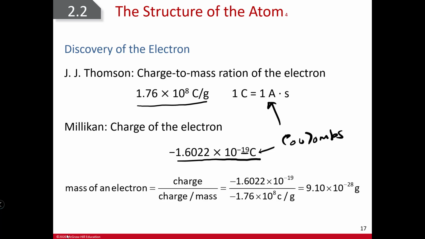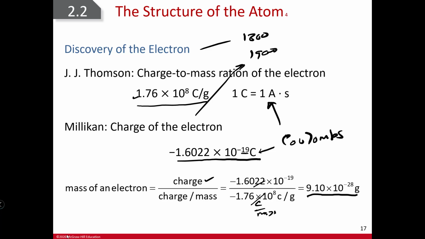So once he knows the charge, and we use Thomson's charge to mass ratio, well, the charges cancel out, and the mass comes out to be 9.10 times 10 to the negative 28 grams. So we're talking late 1800s, early 1900s for Millikan to determine the actual charge and mass of the electron.